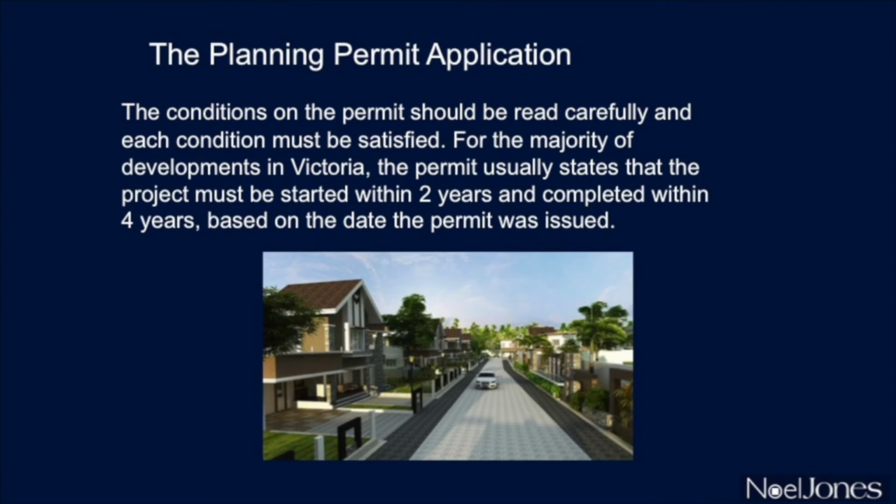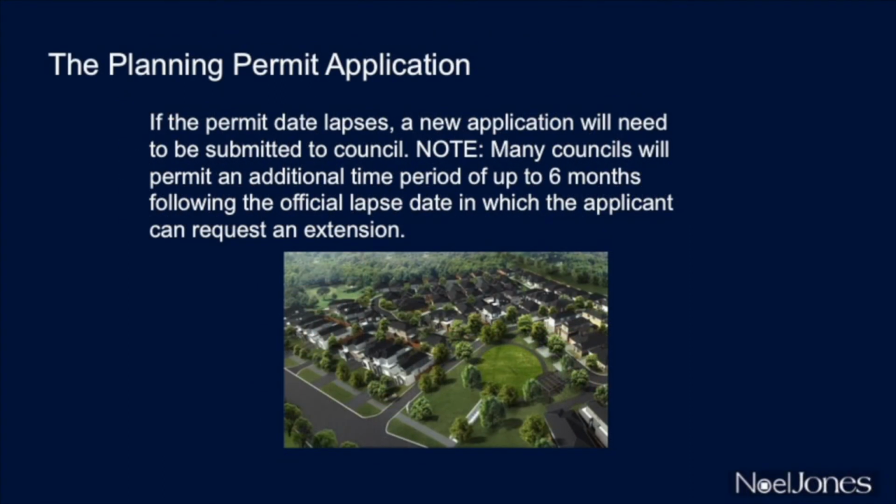For the majority of developments in Victoria, the permit usually states that the project must be started within 2 years and completed within 4 years, based on the date on which the permit was issued. It's important to recognise that planning permits have expiry dates. However, extensions of time are easily sought in most instances. The cost for extending a permit is generally only a couple of $100. As I stated here, you have up to 6 months from the expiry date to request an extension of time to this permit.